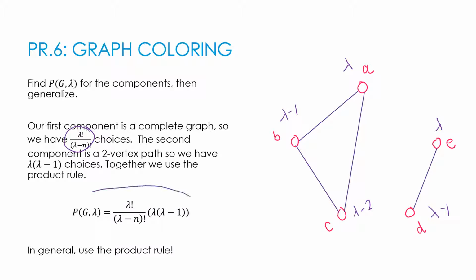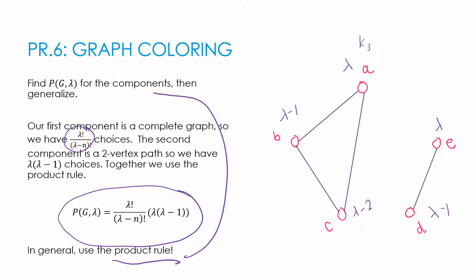So we end up here. But the generalization is that you should look at each component as its own graph. This one was a K3, and this one could have been a K2, or we could have called it just a path with 2 vertices. But we get the idea that all we're going to do is use the product rule when we're dealing with components. So you find whatever your chromatic polynomial is for each one and then multiply.